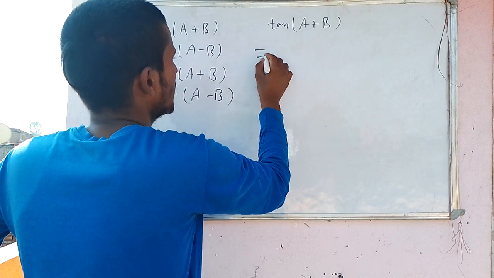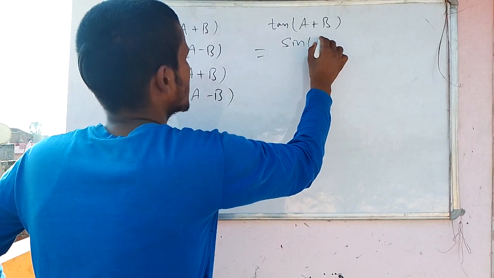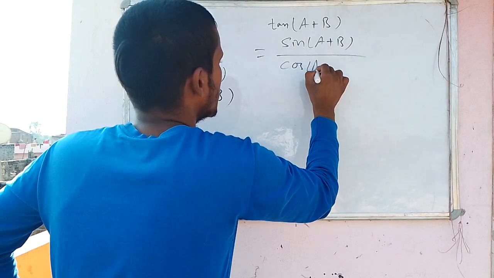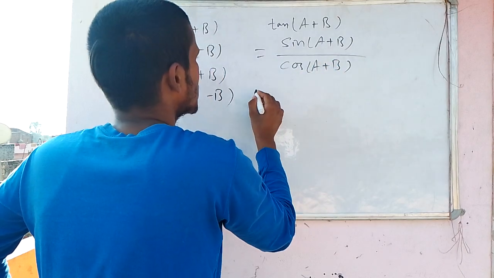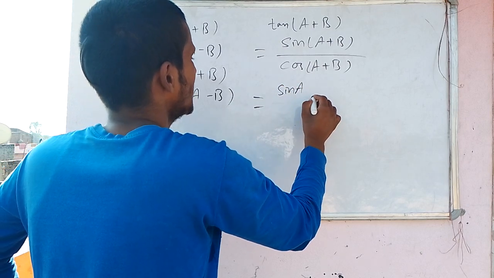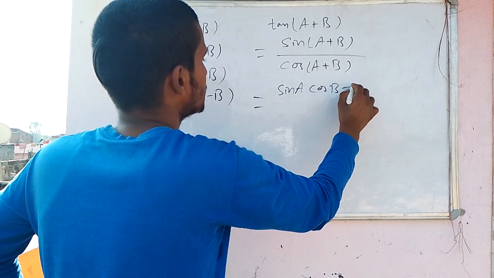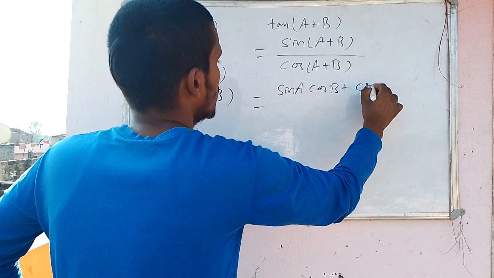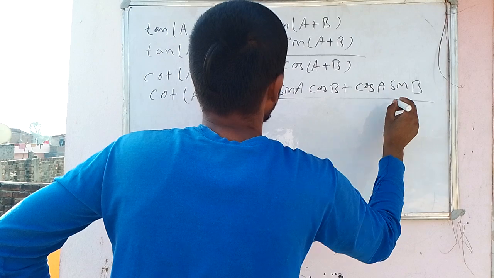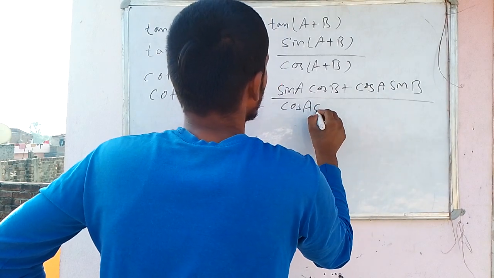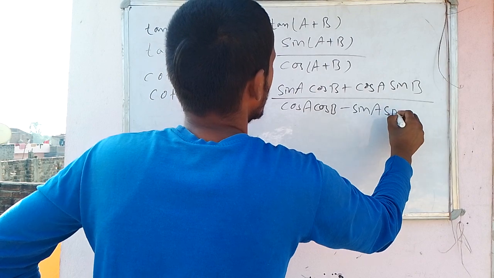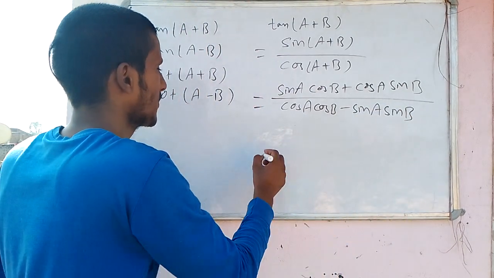Tan of a plus b is the same thing as sine of a plus b divided by cosine of a plus b. Now we can figure out what tan of a plus b is from this. So this will be sine a cosine b plus cosine a sine b, divided by cosine a cosine b minus sine a sine b.